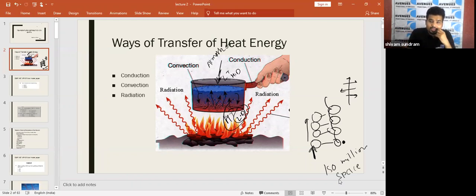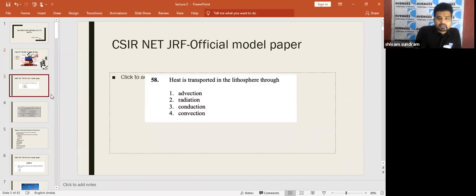And here also we have some example of radiation. Whenever we put fire, we feel heat, right? Without touching it. How do we feel it? It's all because of radiation. So now moving to the next slide. Now please give me the answer.